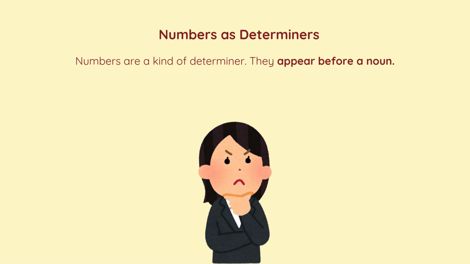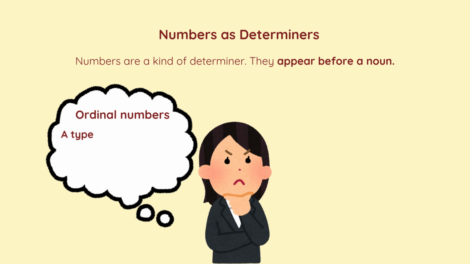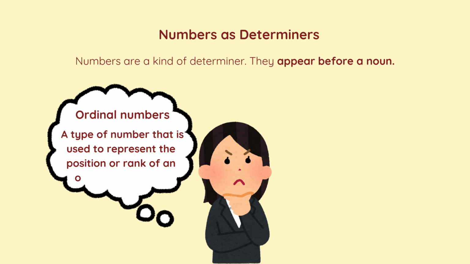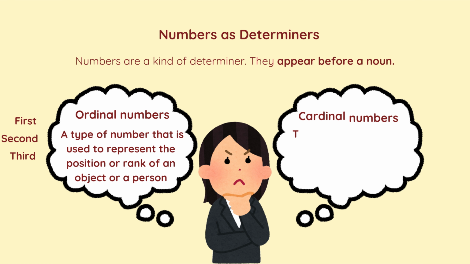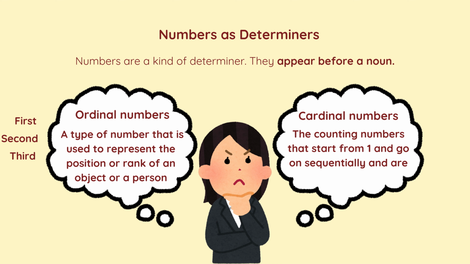Numbers as determiners. Numbers are a kind of determiner. They appear before a noun. First, there are ordinal numbers, which are a type of number that is used to represent the position or rank of an object or a person, such as first, second, third. Second, there are cardinal numbers, which are the counting numbers that start from 1 and go on sequentially and are not fractions. For example, 1, 2, and 3.